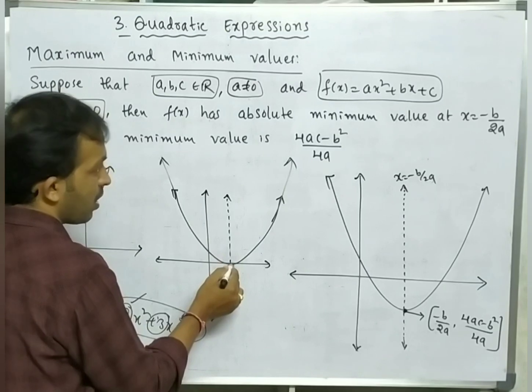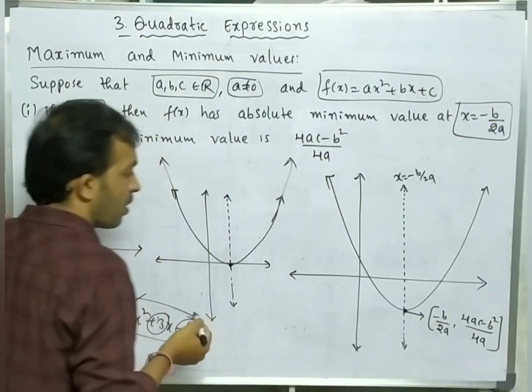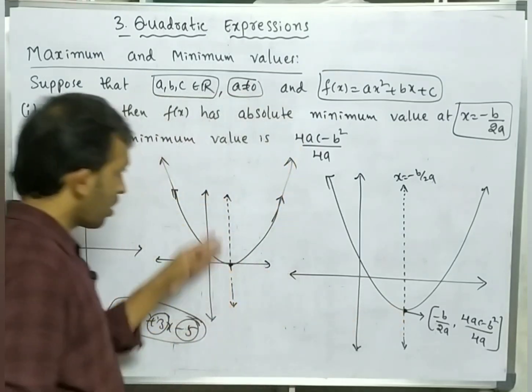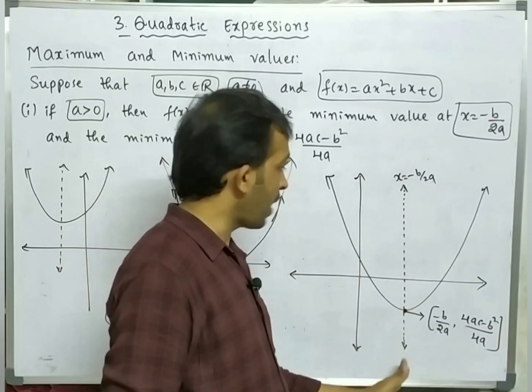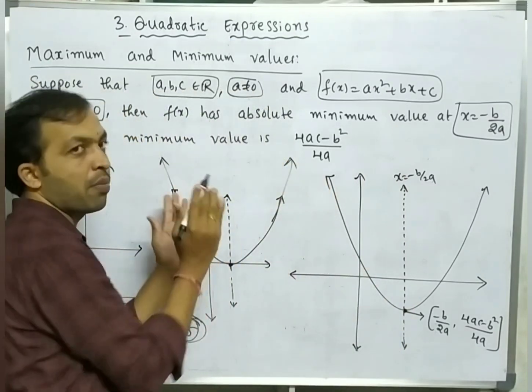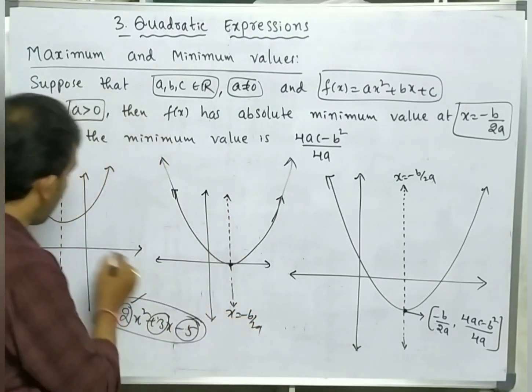The x-coordinate of the vertex is minus b by 2a. So x is equal to minus b by 2a, and this is the axis of symmetry. If we fold like this, then it is symmetric with respect to x is equal to minus b by 2a.